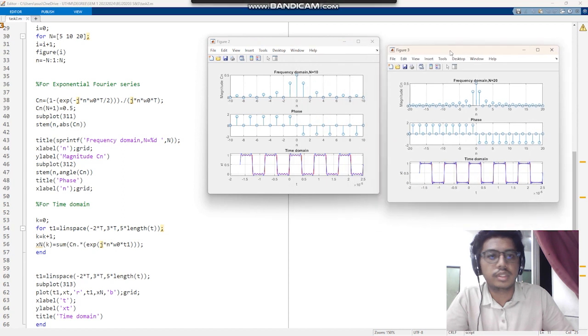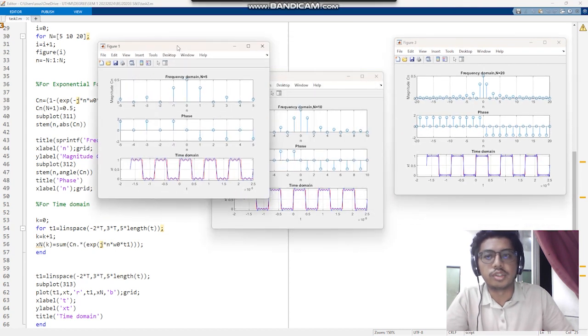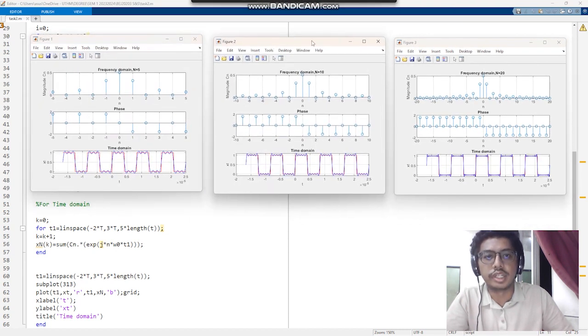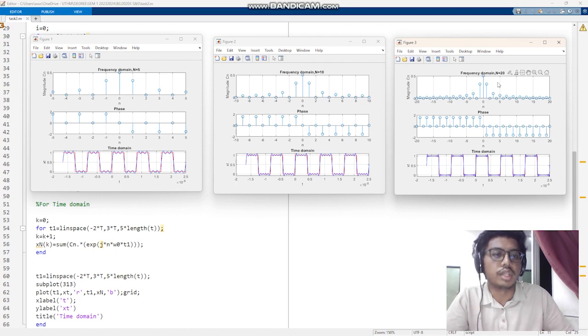Notice that on your screen right now, you have 3 figures. For the harmonics n equals 5, this is the frequency domain, and this is the time domain. For harmonics 10, this is the frequency domain, and this is the time domain. Same also with harmonics 20, this is the frequency domain, and this is the time domain.